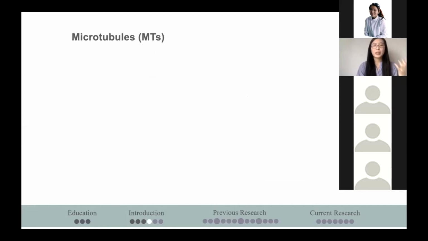Right, so what exactly are microtubules? Now we've talked about what they're very useful for, but what are microtubules themselves?